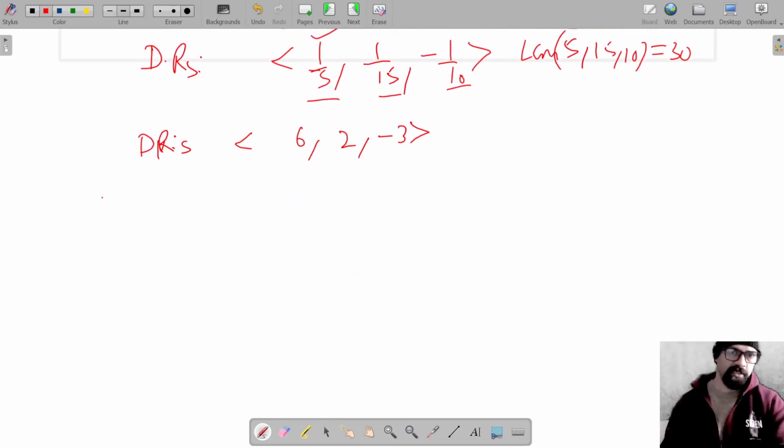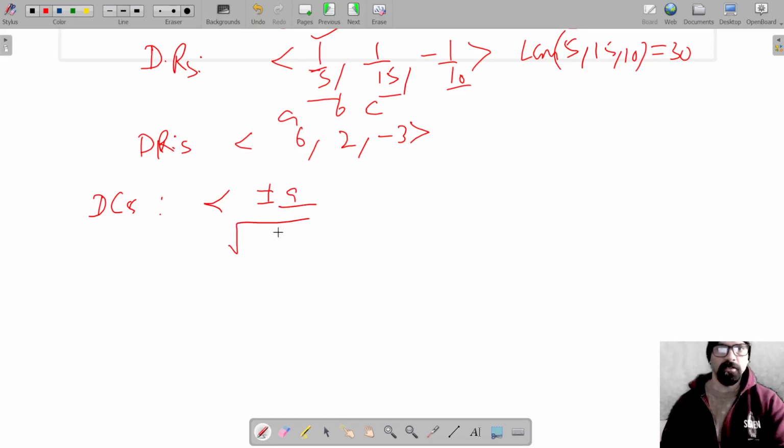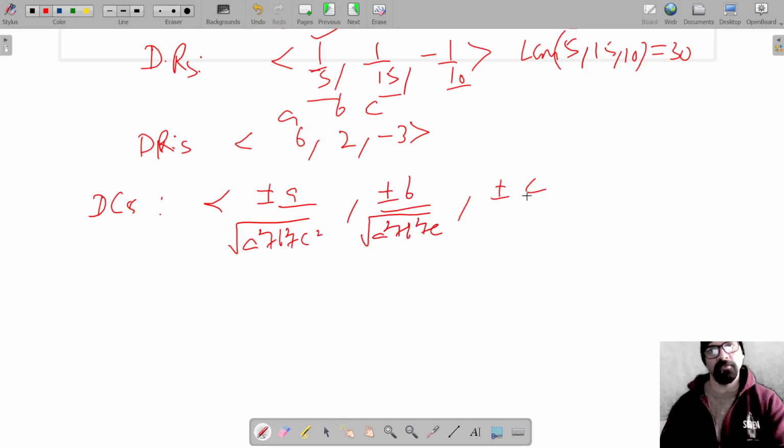But we have to find the direction cosines. The direction ratios are A, B, and C, and the direction cosines are given by plus minus A upon under root A square plus B square plus C square, and second is plus minus B upon under root A square plus B square plus C square, plus minus C upon under root A square plus B square plus C square.